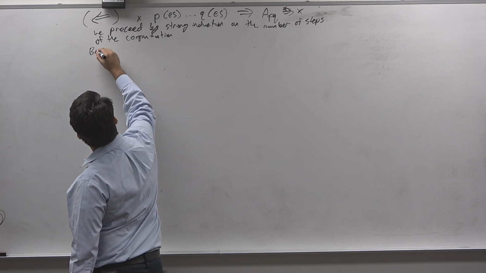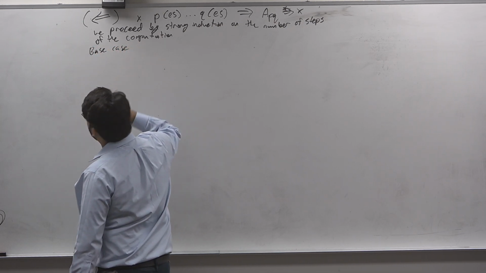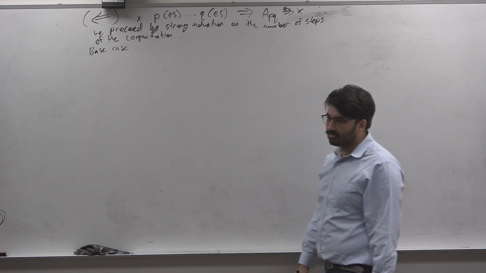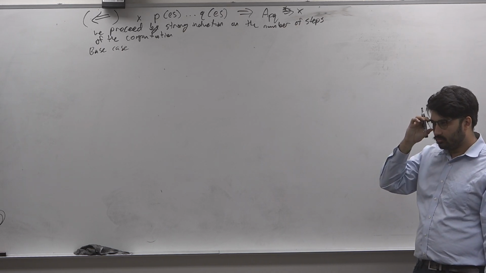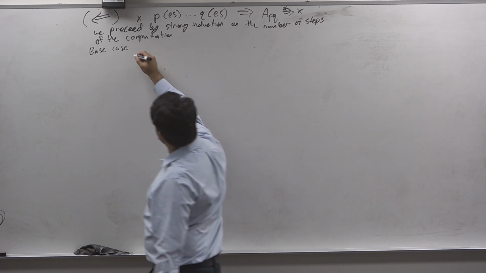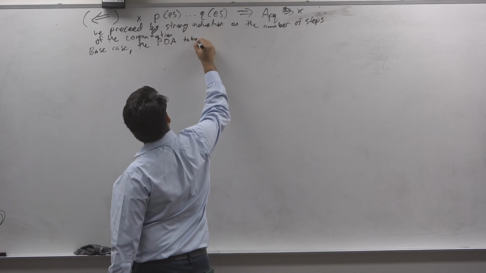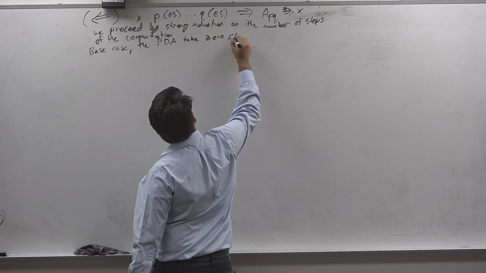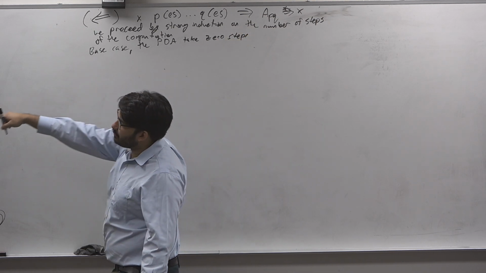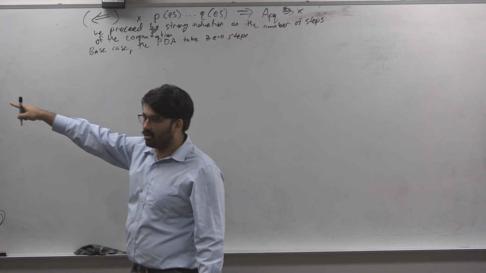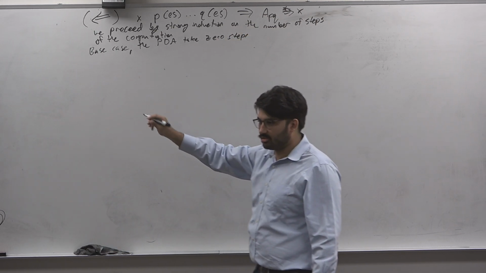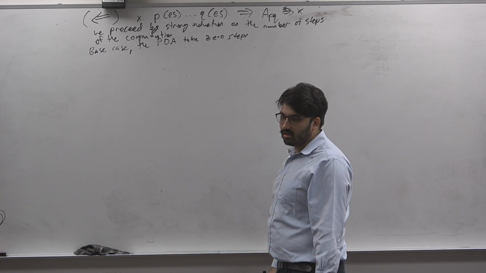Base case, what's our base case? What's the smallest number of computation steps you can have? 0? Yes. The PDA takes 0 steps. Notice the difference between these two proofs. That has a base case of 1 because you must apply at least one production. If you have no productions, you're just with a non-terminal, the start non-terminal. Here you can start and end with a single thing, right?